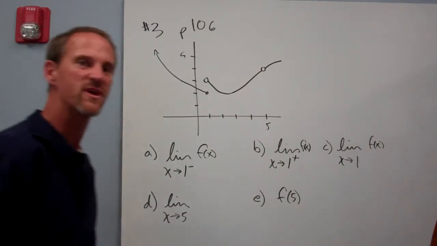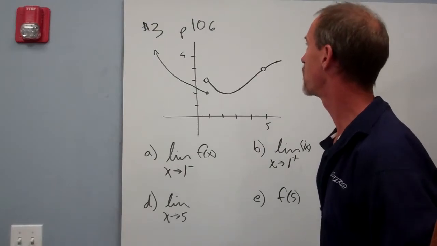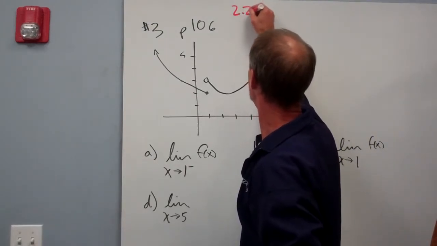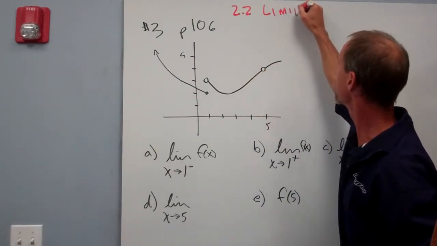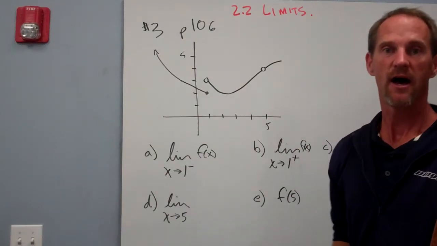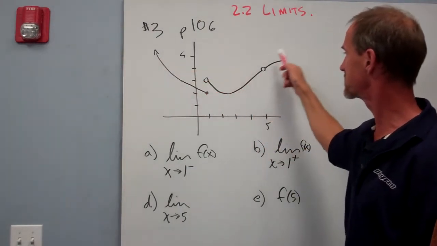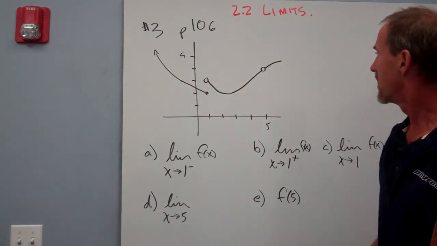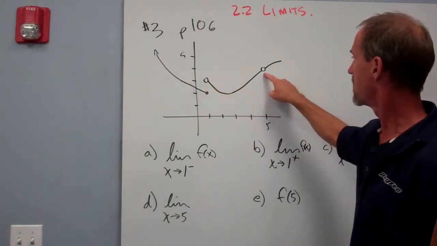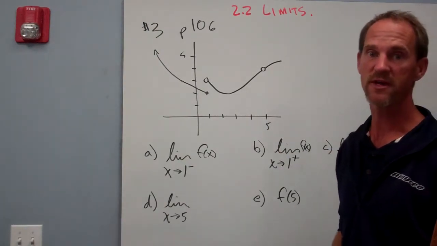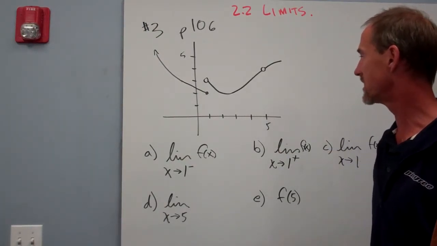Alright, hello everyone. We are going to do a simple problem from 2.2 in our book. Section 2.2 is all about limits. So we're going to be exploring the limits of this function. This is the function f of x, whatever it is. This is what the graph of it looks like. Notice that there are some points where there's a break in the graph or a discontinuity.